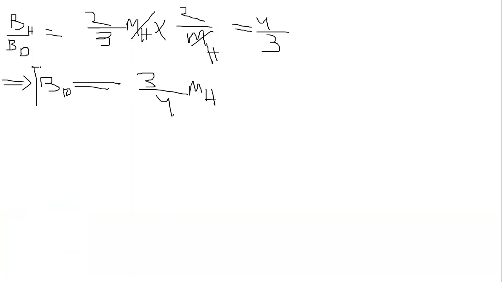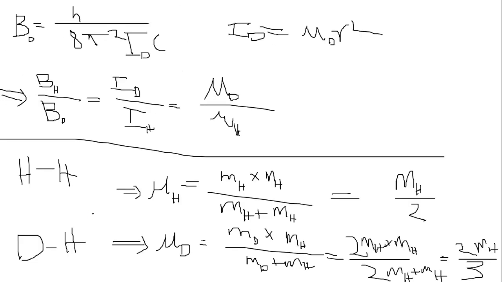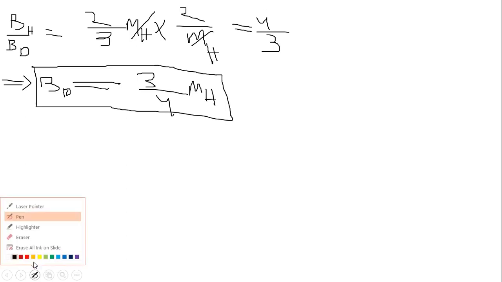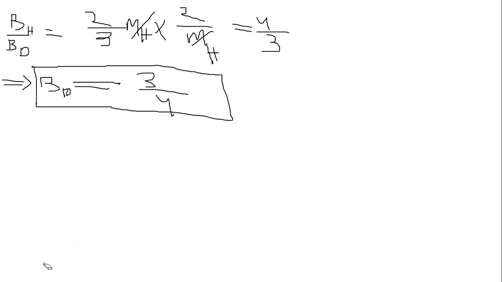So this BD will be 3 by 4 MH. So what is the change in B? So the change in B will be, initially it was only B... sorry, it is not MH, it is BH. So BD is equal to 3 by 4 BH. So initially it was BH, and it is changed to BD.